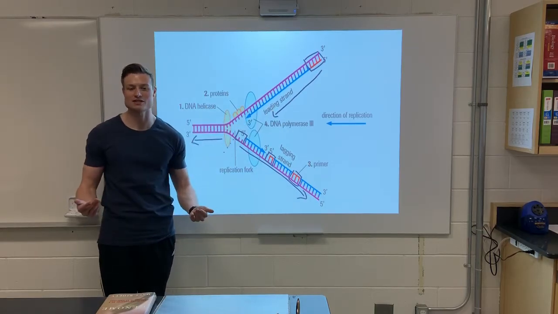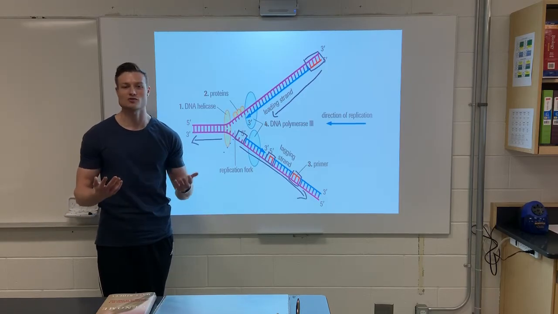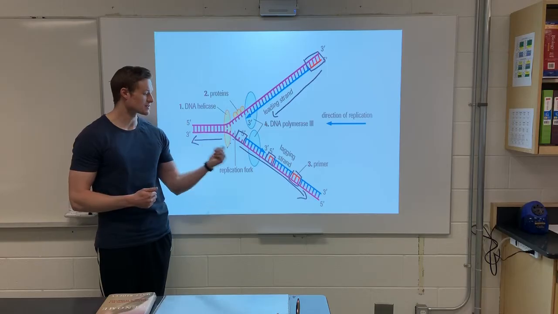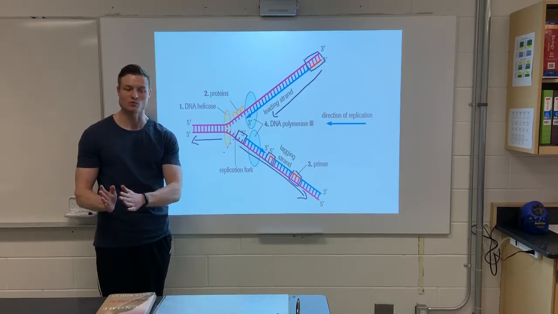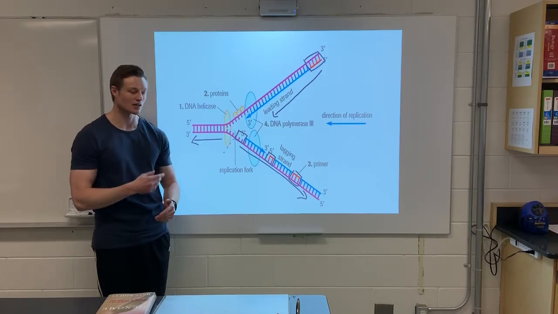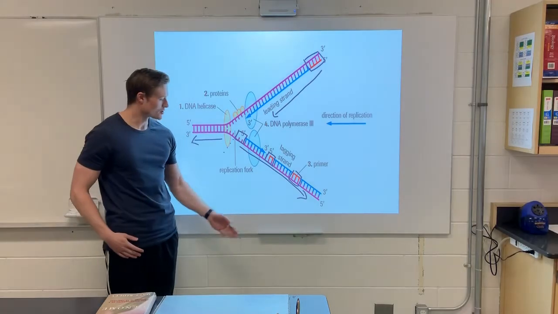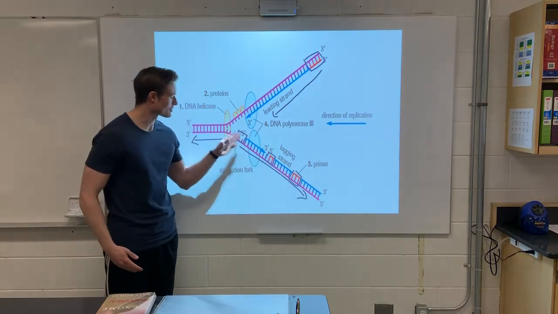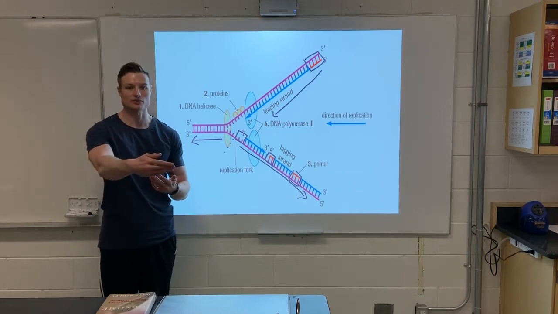Are they covering the same distance? Yes, they are. Are they doing it in a strange roundabout way? Of course. But that's what's happening with the lagging strand. We can't do it in the direction we want to do, so we have to do it in short fragments called Okazaki fragments, named after the scientists who discovered these fragments. So we'll make one fragment, another fragment, another fragment. We're still making a strand of DNA. We just have to work backwards.